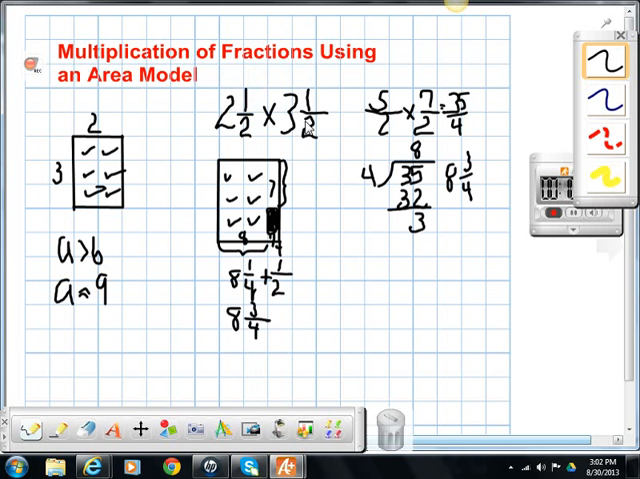And I had a little tune there. Estimate before you calculate. Estimate before you calculate. Estimate before you calculate.